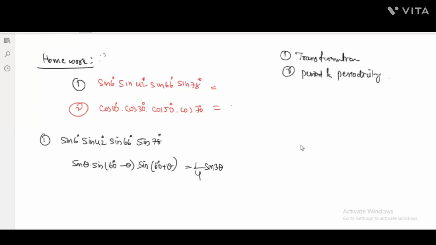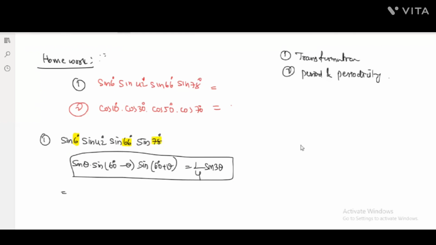According to this, let's see which terms we can take here. This is our theta. Sine 42 we cannot take here. 60 plus 6 we will get, right? So we'll get 60 plus 6. And here 78 we cannot write as 60 minus 6.